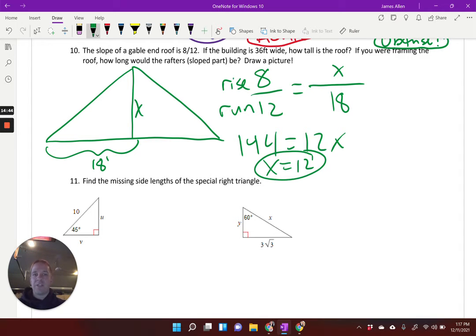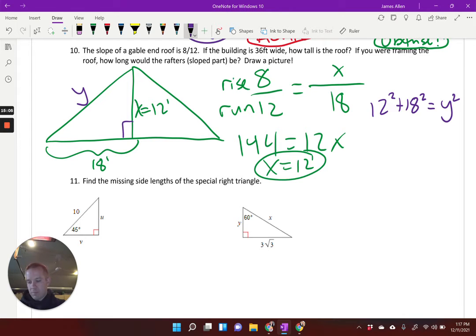Okay. So that's the first part. 12 feet. How long would the slope part be? That sounds like some more math. Well, I've got a right angle, don't I? So I've got 12 squared plus 18 squared equals, we'll call it y squared. That's going to give me my rafters. So 12 squared plus 18 squared.